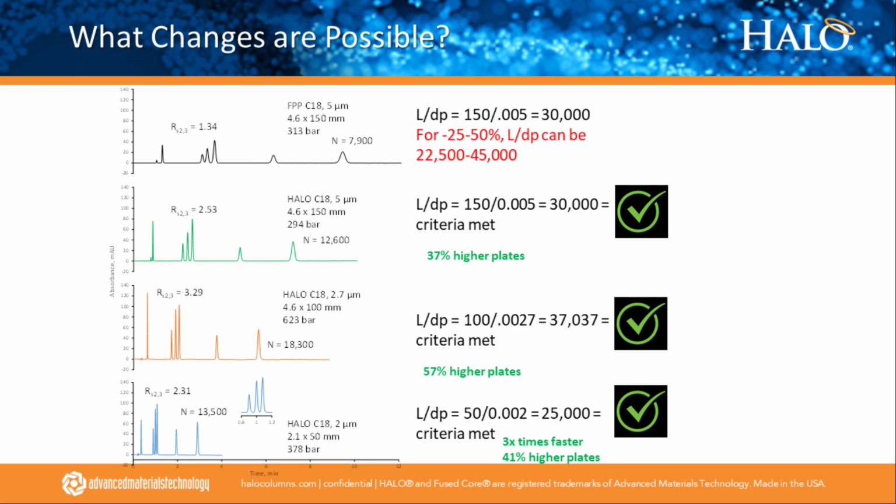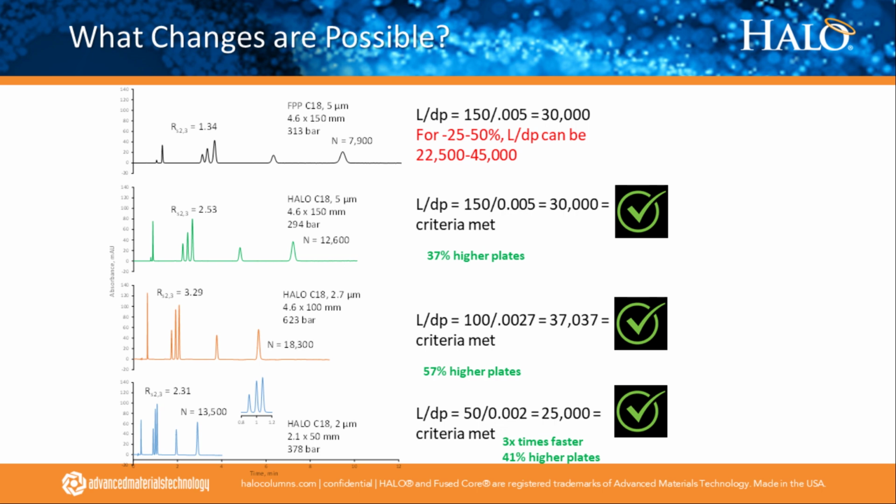Stepping down to the data in green, we use the same particle size, 5 micron, but now using a superficially porous particle column in 4.6 by 150 millimeter dimension. So technically, the L to DP ratio is still 30,000, which means the criteria is met. And just by changing from a fully porous particle column to a superficially porous particle column, we're seeing an increase of 37% higher plates and a resolution going from 1.34 to now 2.53.